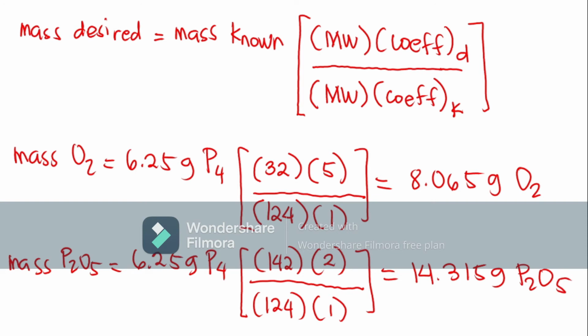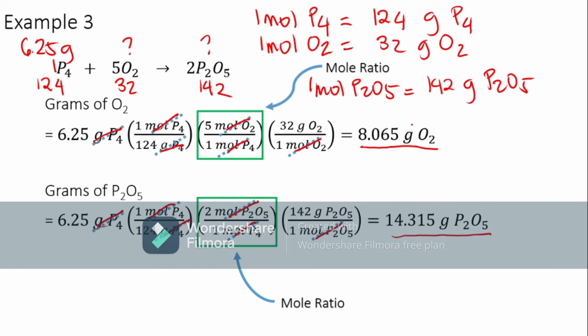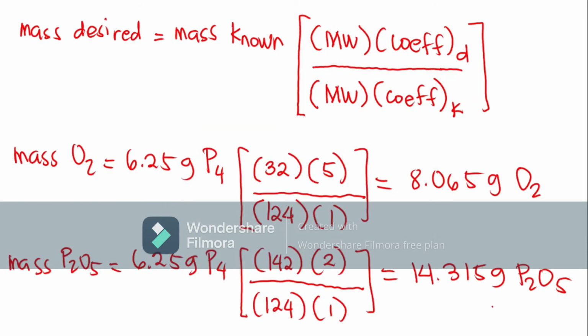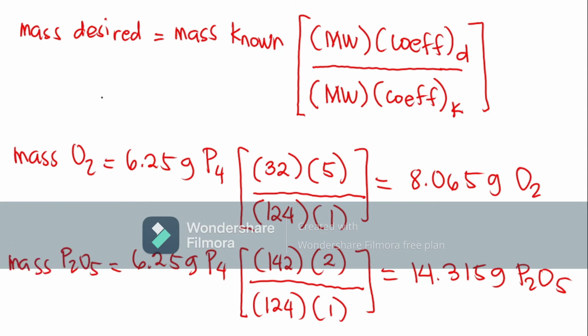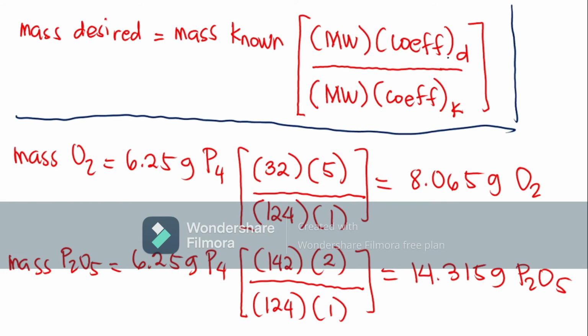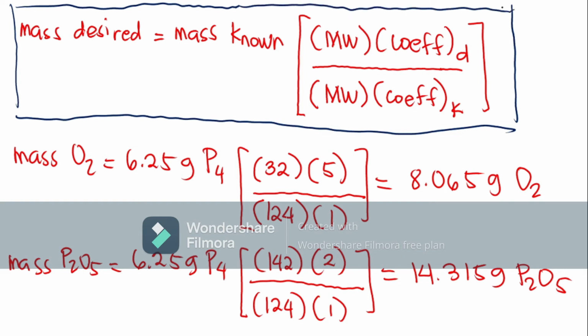You can actually double check it using your own calculator. So, halos pareho lang. Ito, dito, 8.065 grams of O2, tapos 14.315 grams of P2O5. Ito din, 14.315 grams of P2O5. So, you can actually use this formula. This is only good for mass to mass, ha? Mass to mass lang to. This is only good for mass to mass stoichiometry.